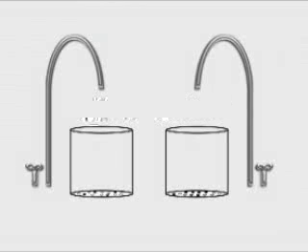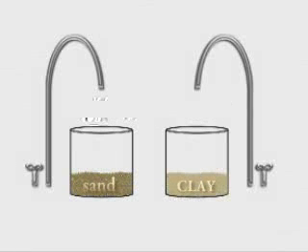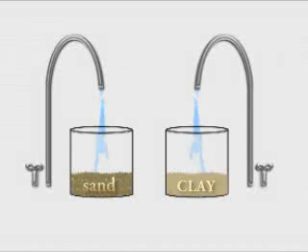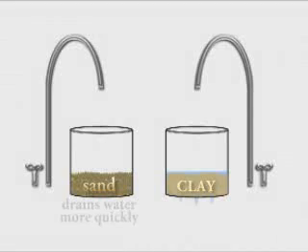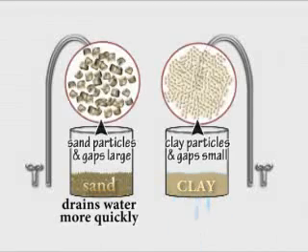For example, place a fixed amount of sandy soil and clay soil in two containers with some small holes in the bottom. Now pour a fixed volume of water into each container and see how quickly the water drains through. The water goes through the sandy soil more quickly because the gaps between the particles are bigger than in the clay soil.